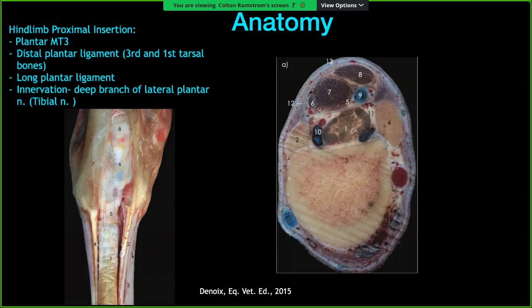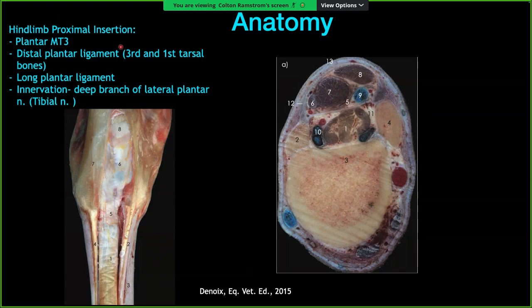That distal plantar ligament also has some fibers conjoining with the long plantar ligament. So in some ways, these three structures are blended together to all contribute to the proximal suspensory, or suspensory ligament in general, at its proximal aspect. Innervation of this structure on the hind limbs is from the deep branch of the lateral plantar nerve, which itself is a branch of the tibial nerve. So again, important to consider when we're thinking about doing diagnostic anesthesia blocking when we're working cases out.